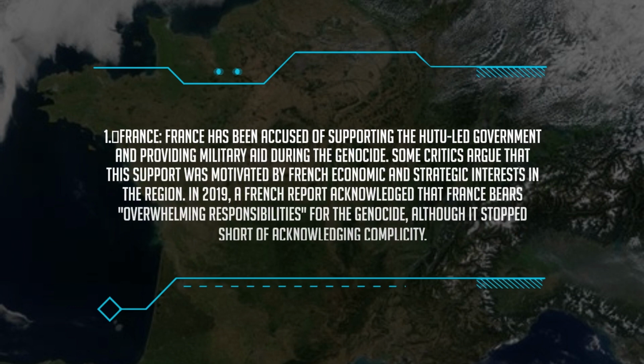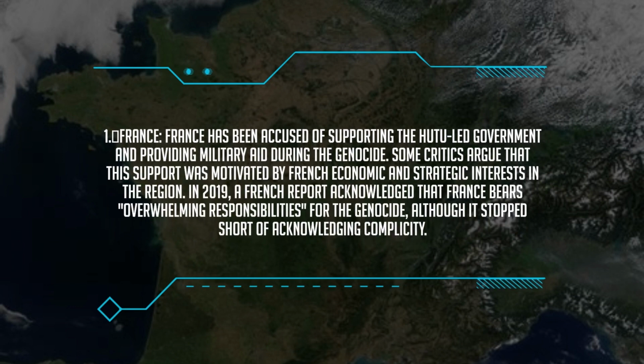1. France. France has been accused of supporting the Hutu-led government and providing military aid during the genocide. Some critics argue that this support was motivated by French economic and strategic interests in the region. In 2019, a French report acknowledged that France bears overwhelming responsibilities for the genocide, although it stopped short of acknowledging complicity.